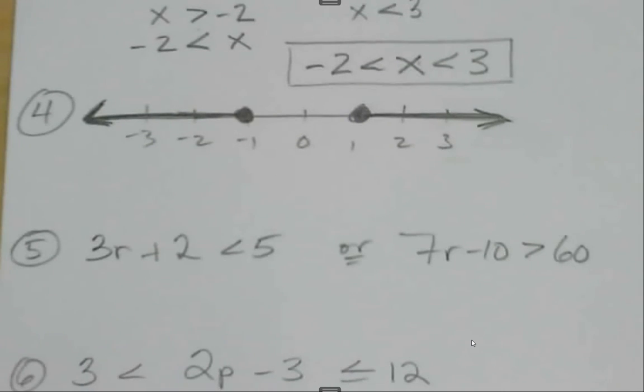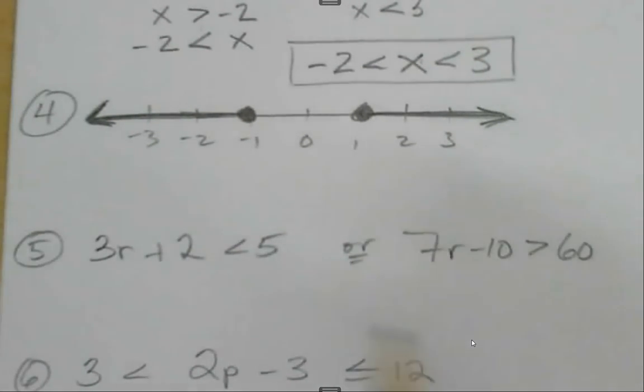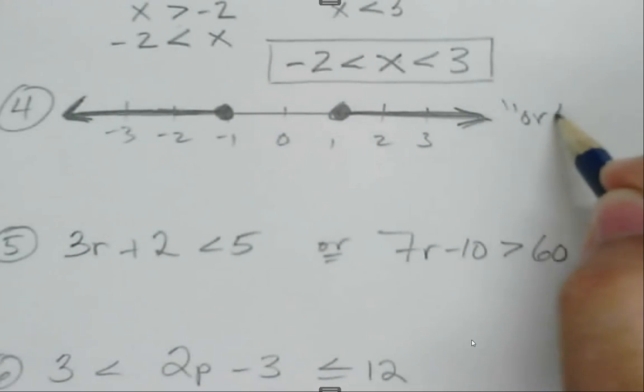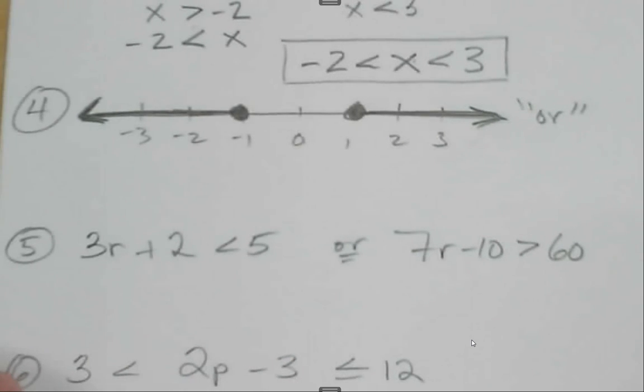So for number 4, you notice that I have lines that are extending in both directions infinitely. So now we know that we're talking about an or inequality, okay?